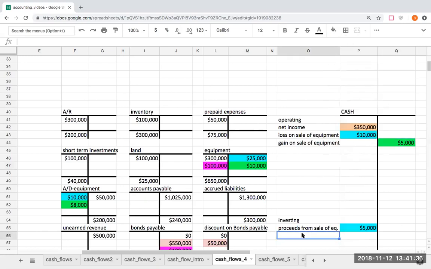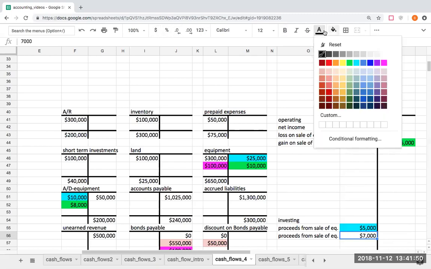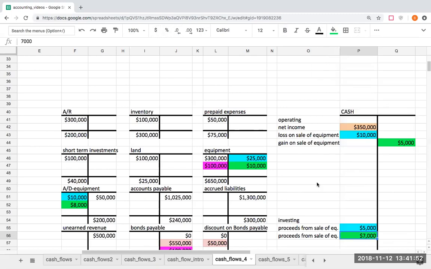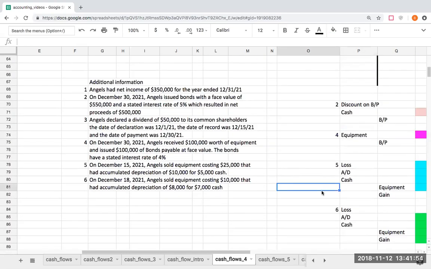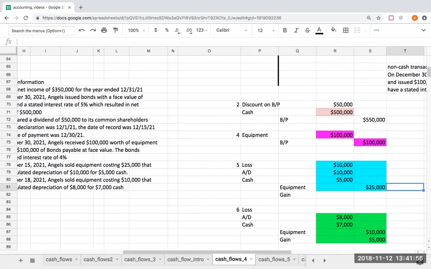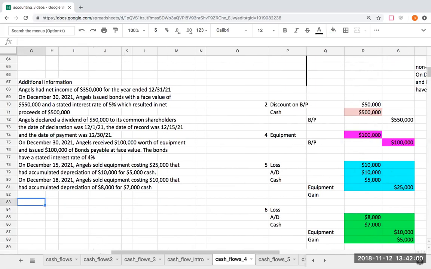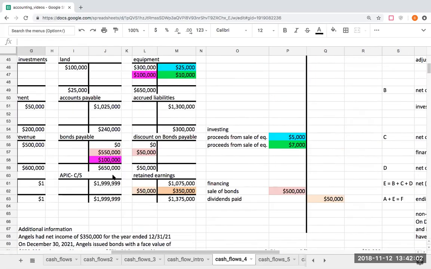And then for the investing, I have proceeds from sale of equipment of $7,000. I'm just going to go ahead and check that number just because I made it up. And let's take a look. Did we get it right? And yep, perfect. Okay. So we've gone through and we've dealt with the additional information first.